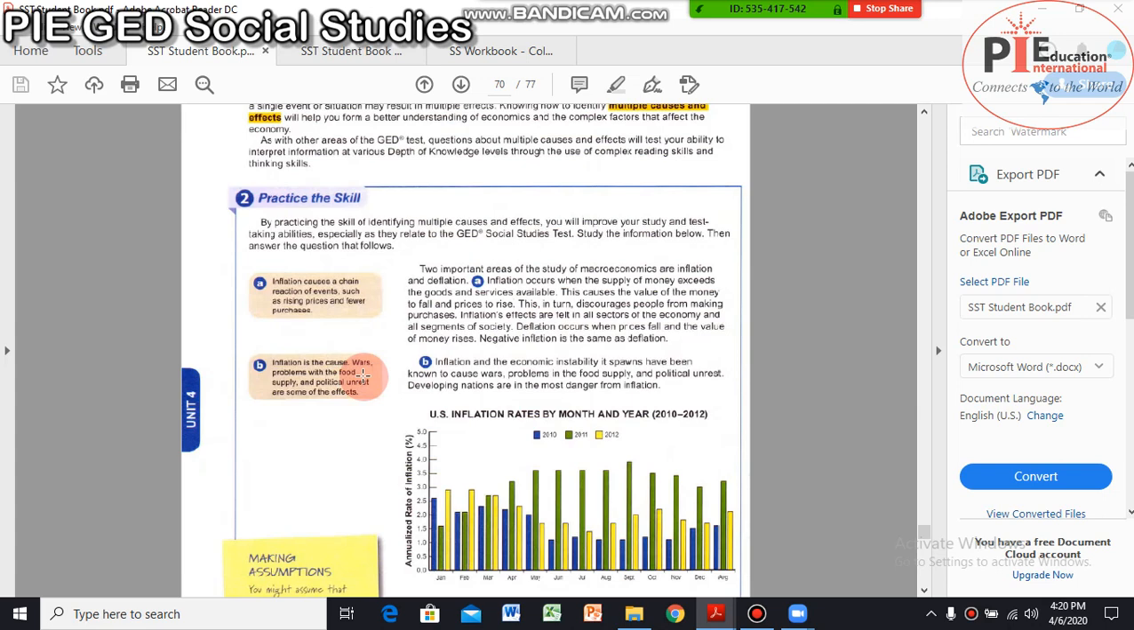Okay, now if we look at over here, inflation is the cause of wars, war problems, supply, and political unrest are some of the effects. So basically, when there is a war going on, when there is a calamity going on, the inflation is about to happen.